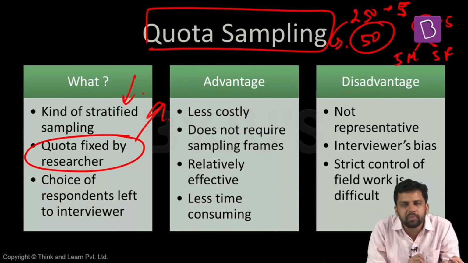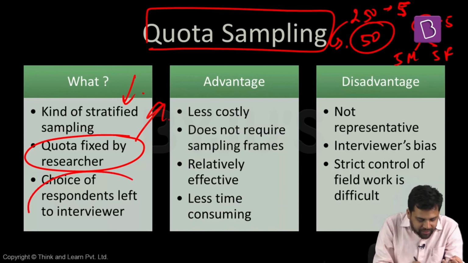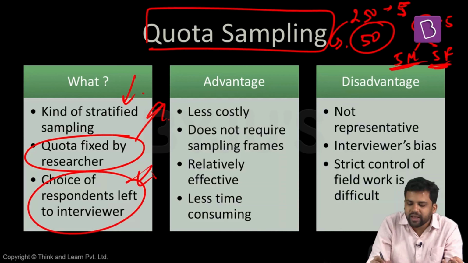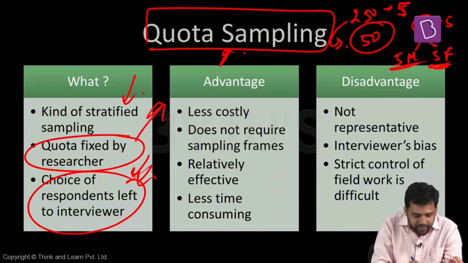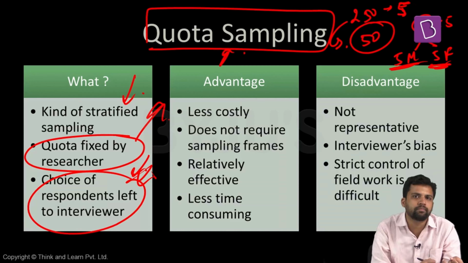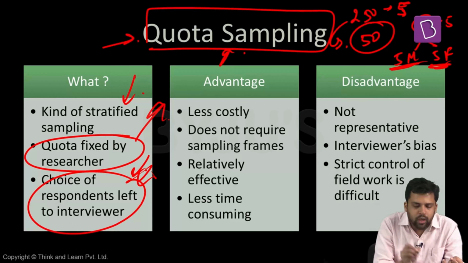So the researcher has decided the quota. But the person who is going to carry out the interview can decide who will be those 5 males and who will be the 5 females in each of these colleges. So that is the difference between stratified sampling and quota sampling. There is discretion on the part of the interviewer. The researcher fixes the quota, and the interviewer decides who are going to be the respondents. So this is quota sampling.